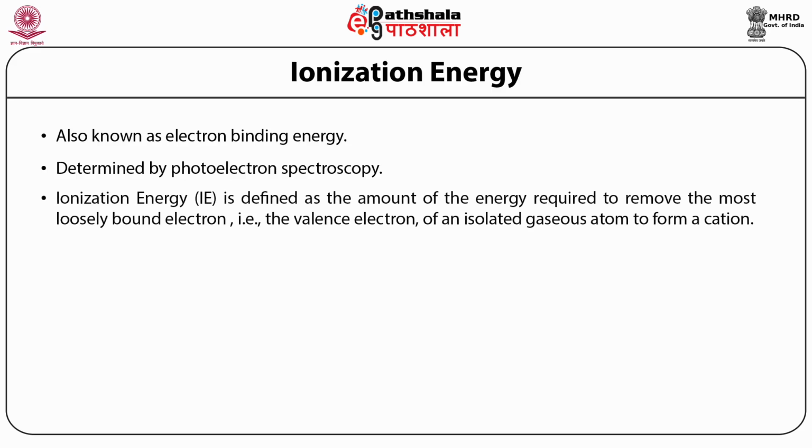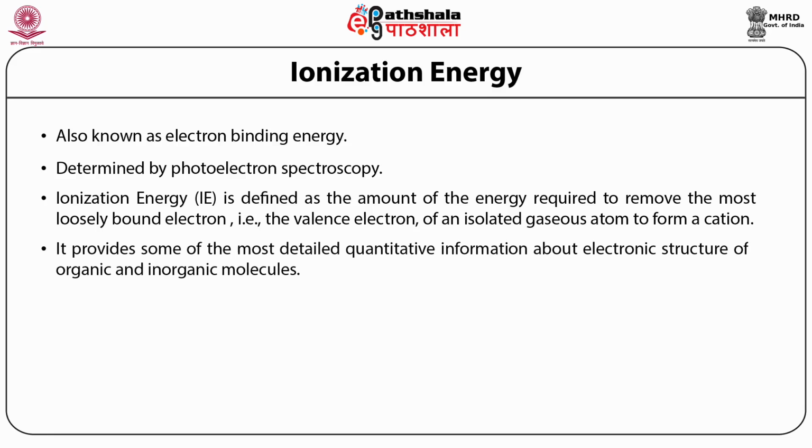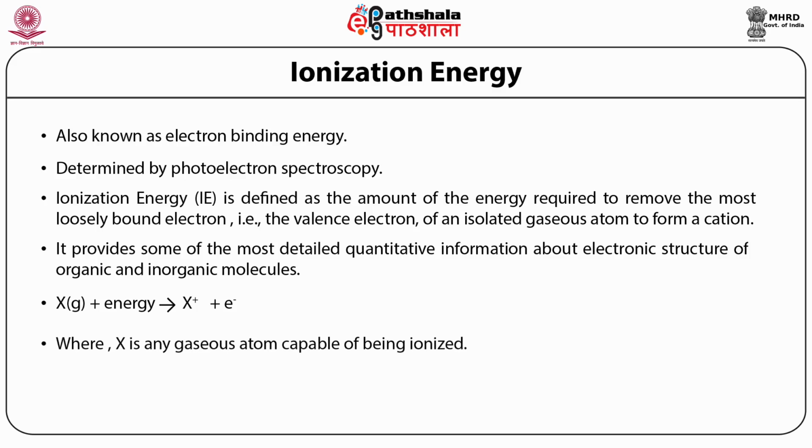Ionization energy, or IE in short, is defined as the amount of energy required to remove the most loosely bound electron, that is the valence electron, of an isolated gaseous atom to form a cation. It provides some of the most detailed quantitative information about the electronic structure of organic and inorganic molecules. We can write X plus energy. X is a gaseous atom, plus energy gives X plus, that is the ionized atom, plus an electron. Here X is any gaseous atom capable of being ionized.